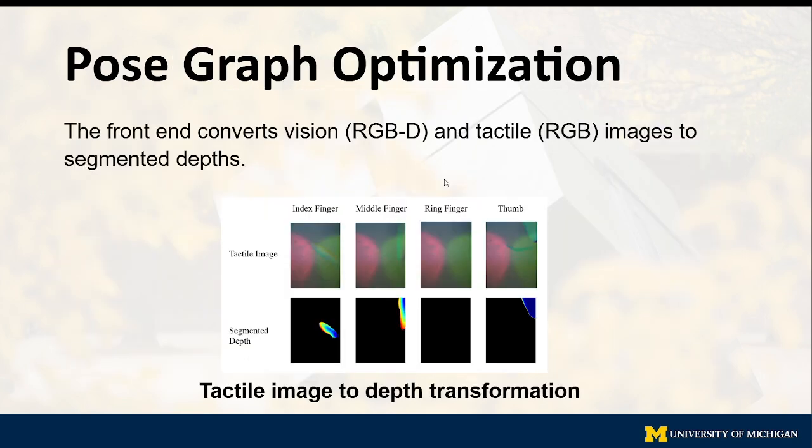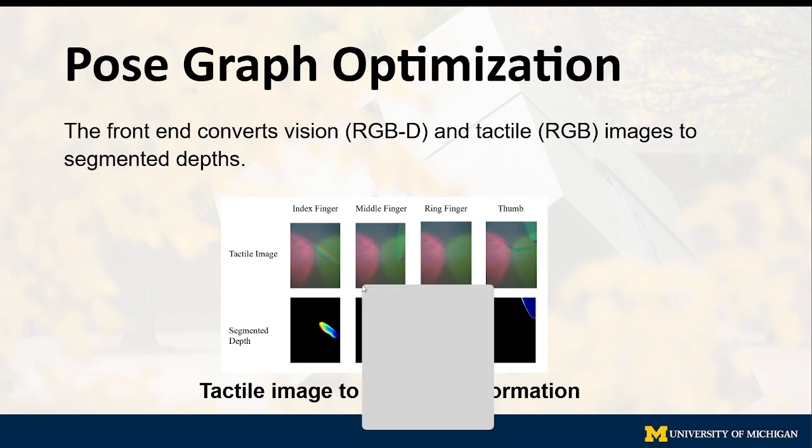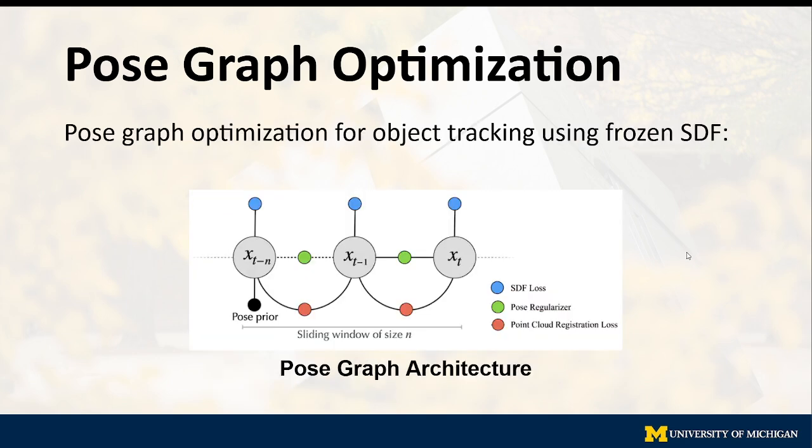Based on the Neural Feels architecture, we know that the front end converts vision and tactile RGB images to segmented depths, as shown in this image, and the back end takes depth and sensor poses from the front end to build the object model online. First, we perform point sampling from visual-tactile depth images and alternatively perform optimization on pose and shape. For efficiency, a bank of keyframes is maintained over time.